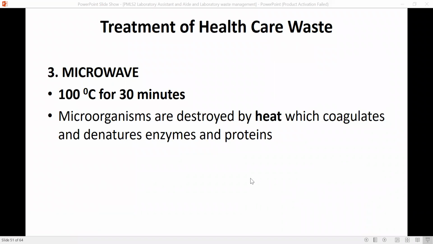Now, another way to treat healthcare waste is the use of the microwave. 100 degrees Celsius for 30 minutes. Microorganisms are destroyed by heat, which coagulates and denatures the enzymes and the proteins. So, nasisira yung microorganism dahil sa init. Di ba pag nag-iinit tayo ng pagkain natin, sandali lang init na sa microwave. So, 100 degrees Celsius for 30 minutes.